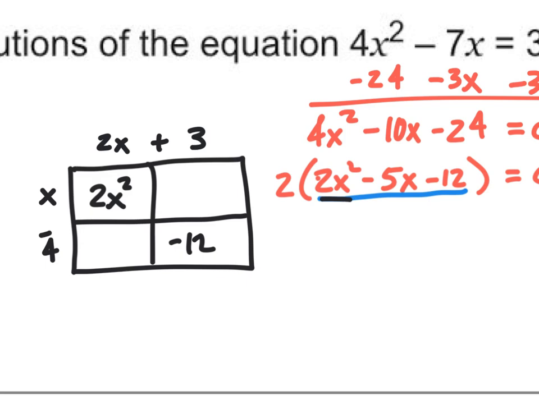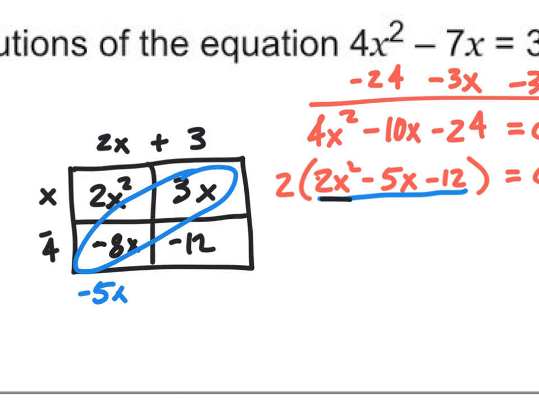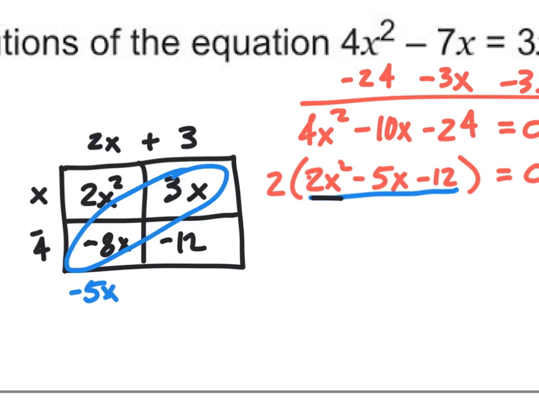Okay, and here's why. If I do 3 times x, that's going to give me a positive 3x in this box. But if I do negative 4 times 2x, that's going to give me a negative 8x in this box. And if we add those together, that's going to give me negative 5x, which is what we were looking for. So I think that's a little bit easier to do, but that's just me.